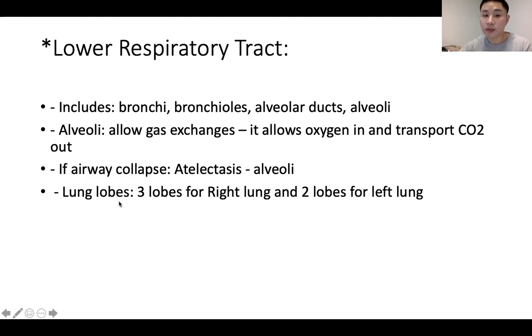So for the lung lobes, we have 3 lobes for the right lung and 2 lobes for the left lung. This is just anatomy. It's important to remember that on the right lung we have 3 lobes, and on the left lung we only have 2 lobes.